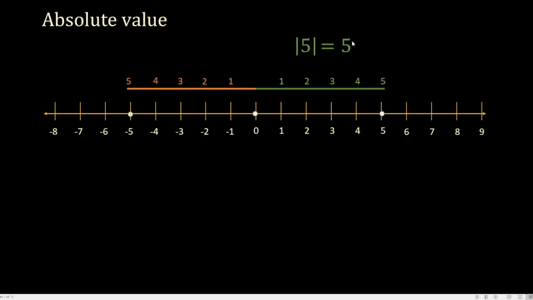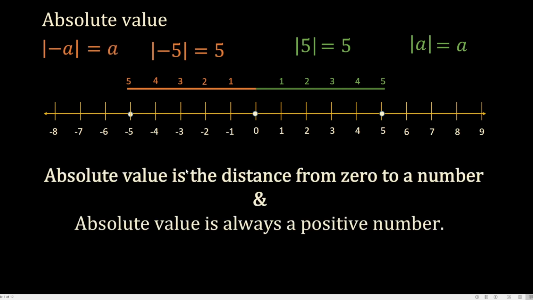So the absolute value of any positive number is a positive number, and the absolute value of any negative number is also a positive number, because absolute value is the distance from that number to 0, or 0 to that number.